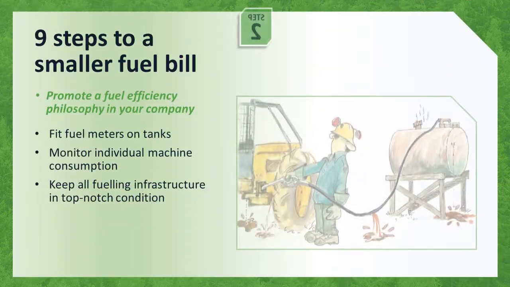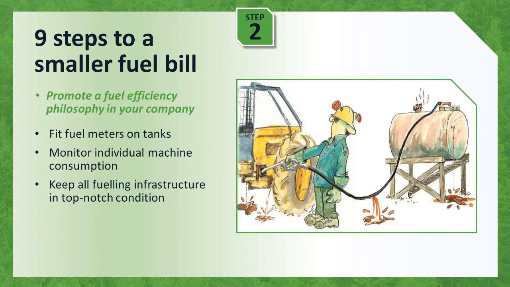Step 2. Fit fuel meters to tanks and keep records of individual machine fuel consumption. Low-quality electrical connectors can impair the function of 12-volt fuel pumps. Using high-quality electrical connectors and switches can speed up the refueling process. Keep refueling equipment in good repair and fix leaks promptly.